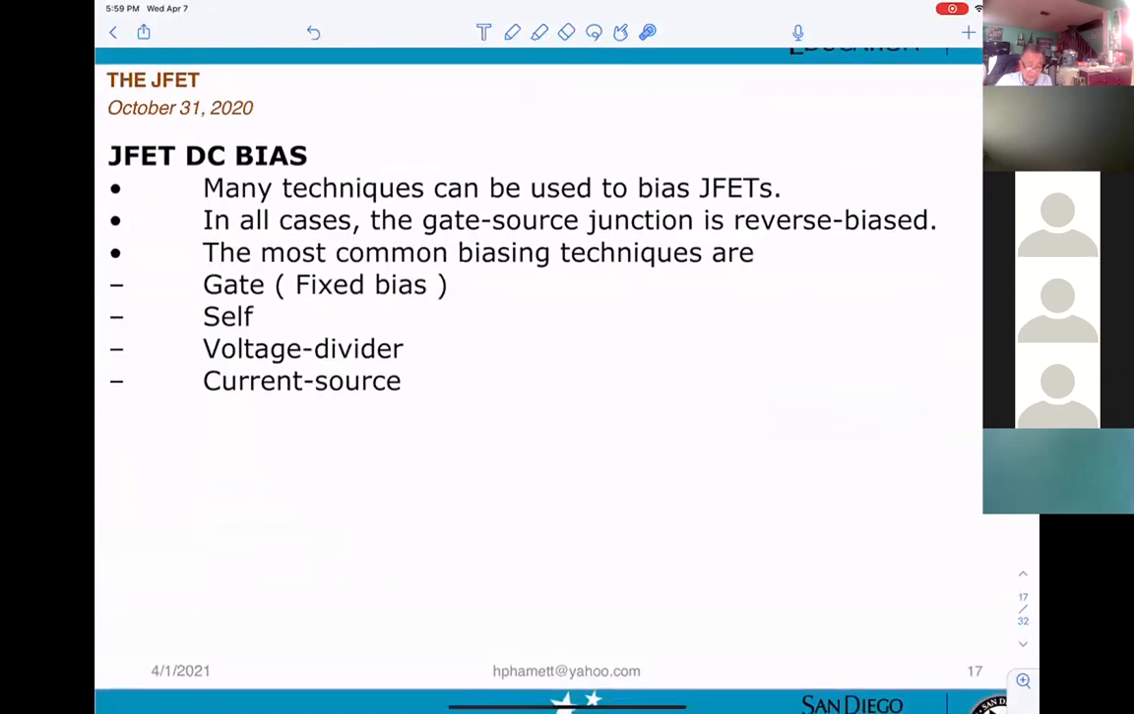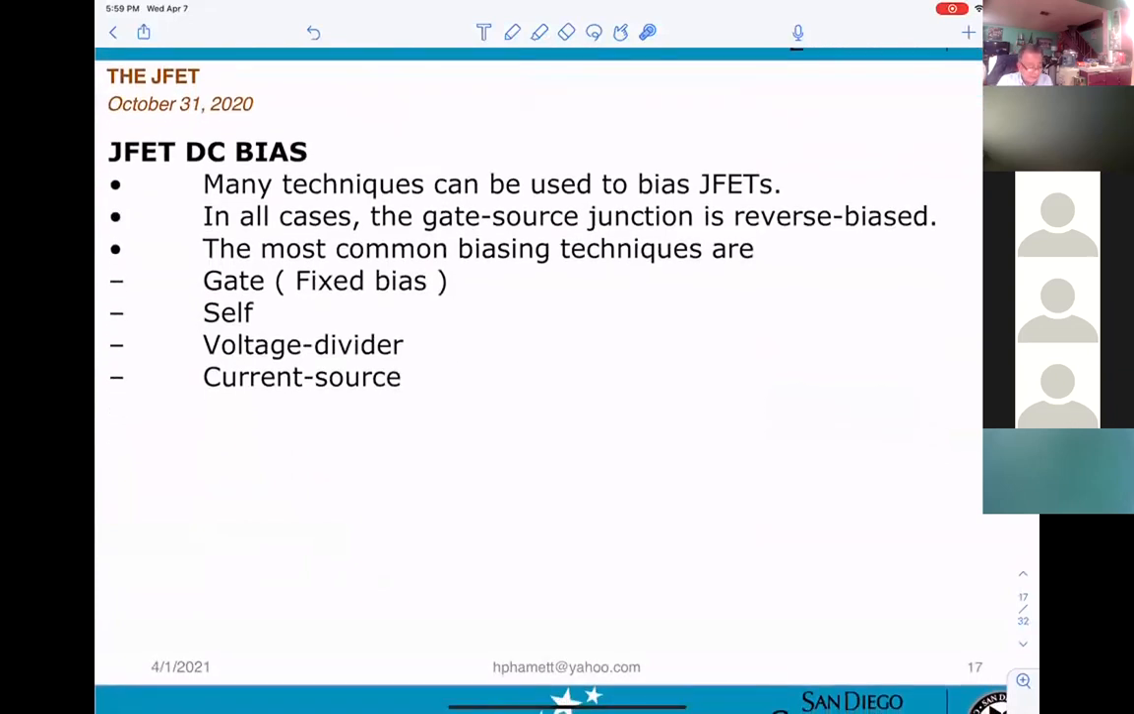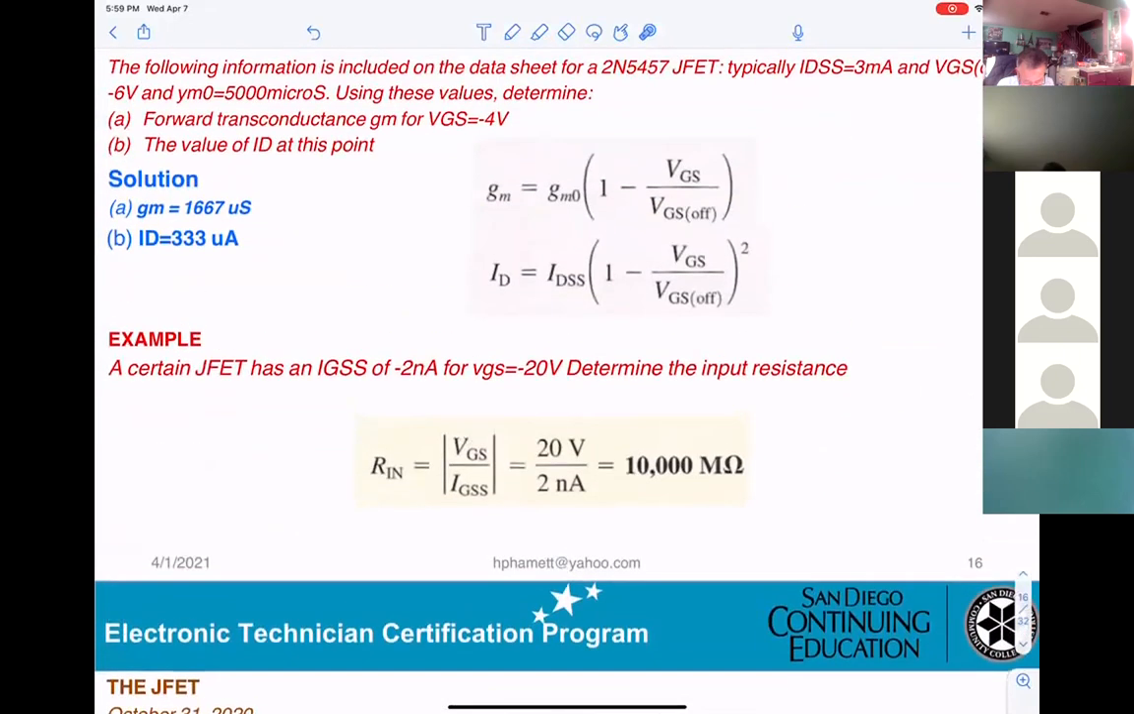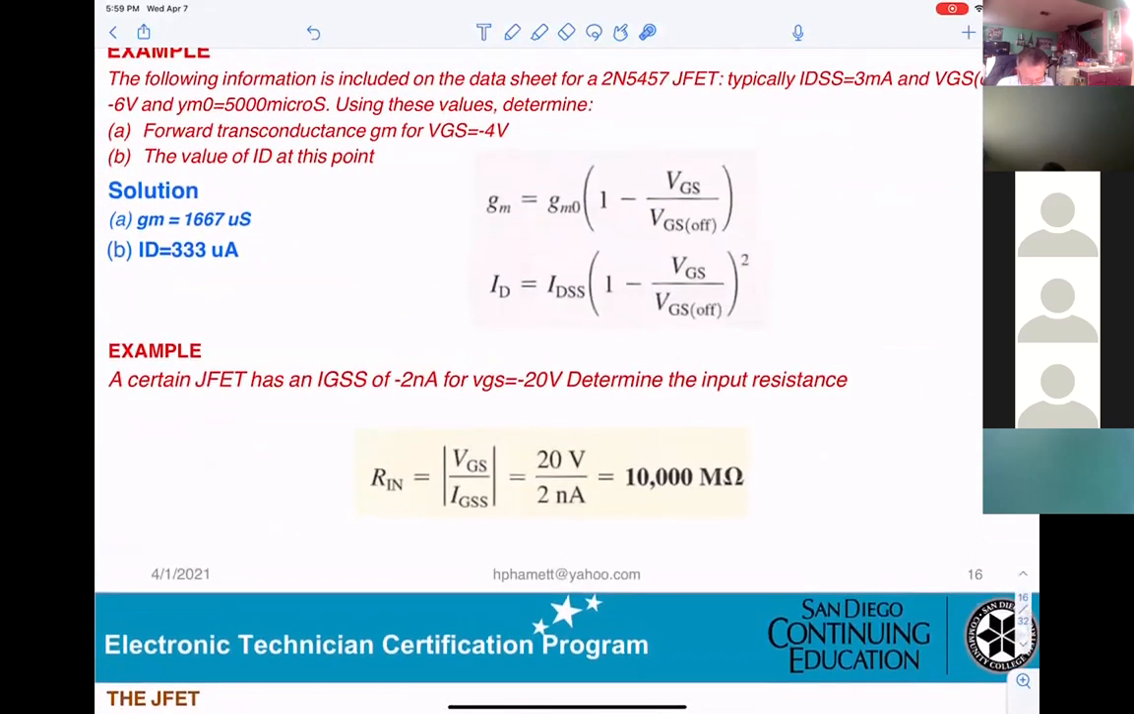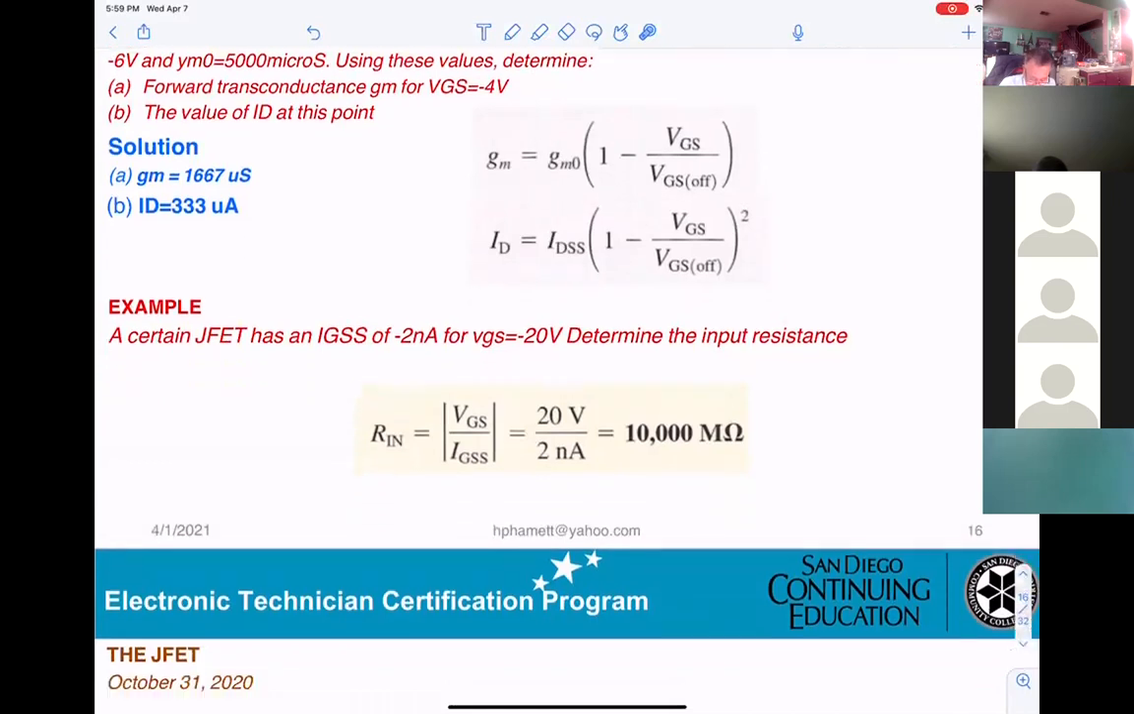Now, today we start with what we call JFET DC bias. Same thing. Mr. Pham, can you back up one slide? I think there's a typo on the previous slide. Yeah, if you go back one slide, where it says YM0, that should be GM0, right? Yeah, up here in the red part it says YM0 equals 5,000. That should be GM0. Yeah, GM0. Okay, thank you.